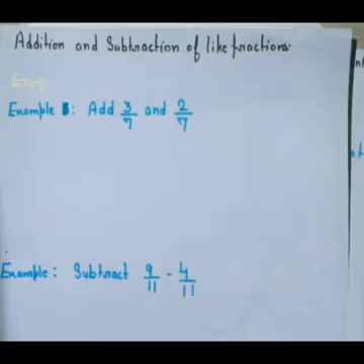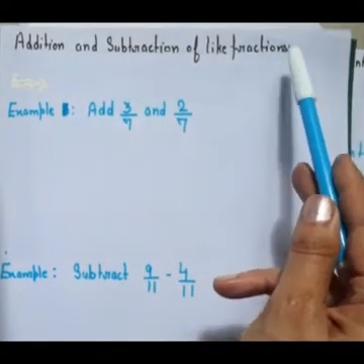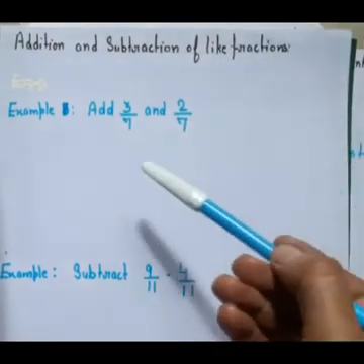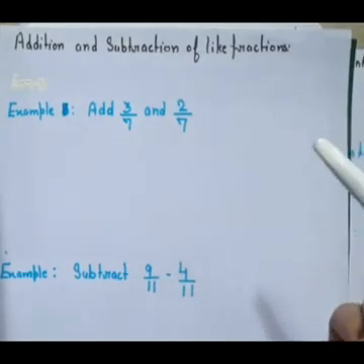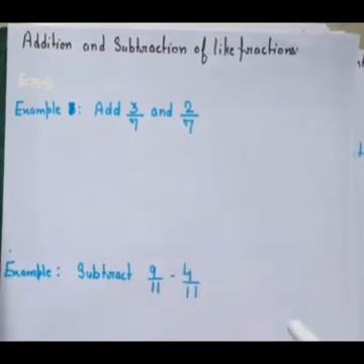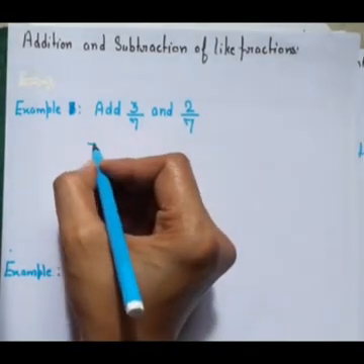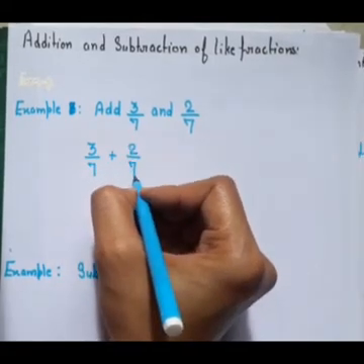Okay. Next we are having addition and subtraction of like fractions. Now how to add and subtract your like fractions. So adding and subtracting of like fractions is very easy. So your first example is add 3 by 7 and 2 by 7. Okay, now we have to add them. So you will write 3 by 7 plus 2 by 7.